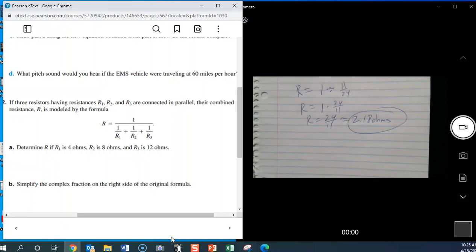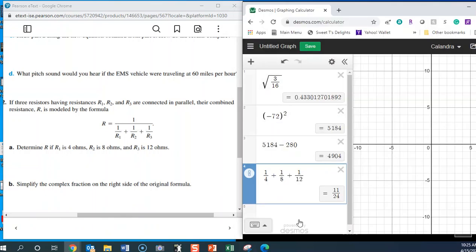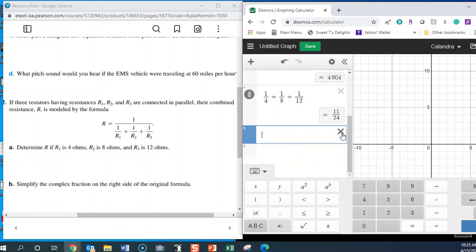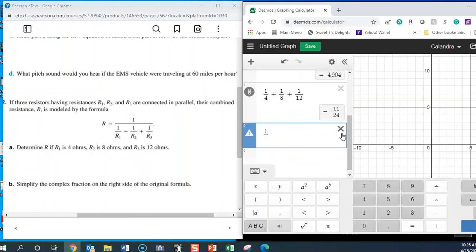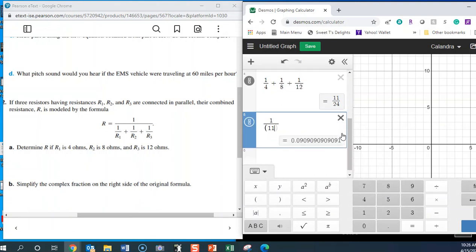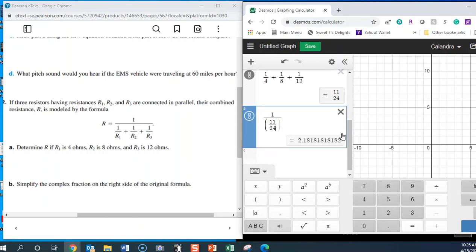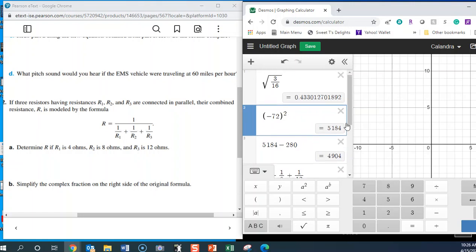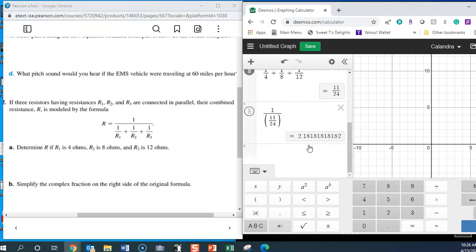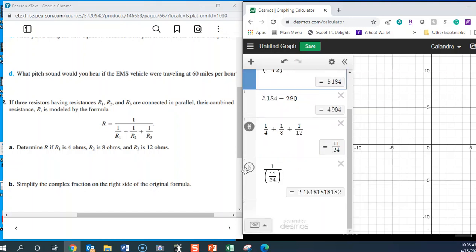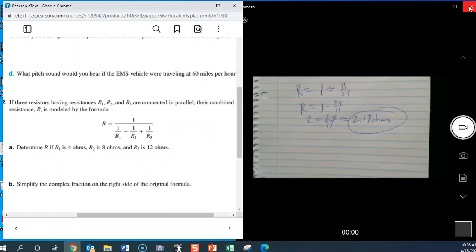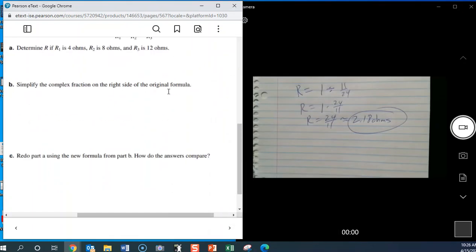All right. Now, one other thing I want to show you in the calculator. Since we know that this is 11 over 24, we could have done 1 divided by, and then put this in a parenthesis, 11 over 24, and then close our parenthesis. Okay, so we got 2.18, which we have here. And if we wanted it as a fraction, we could just hit this button here, and it gave us 24 over 11. So that's just something else that you could use when you're doing this problem.